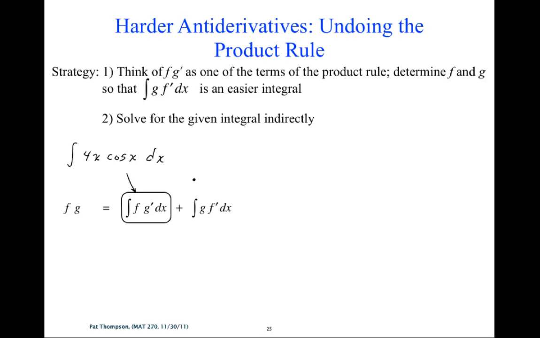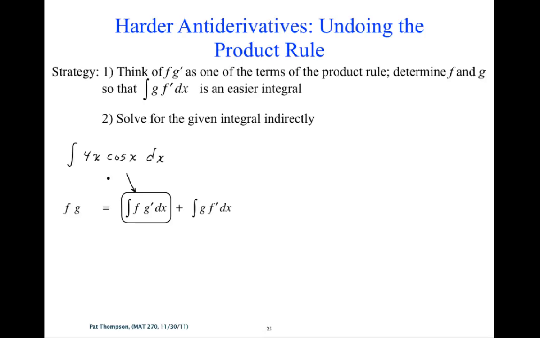Is 4x cosine x, that 4x cosine x, is it one term from the product rule, like f g prime? Okay? And then if so, what is f and g and what is f prime? So then the question is which of these is f and which is g prime? Well, there's only 2 possibilities, so we can just try one, and if it doesn't work, we could try the other way and then see if we can learn something along the way.